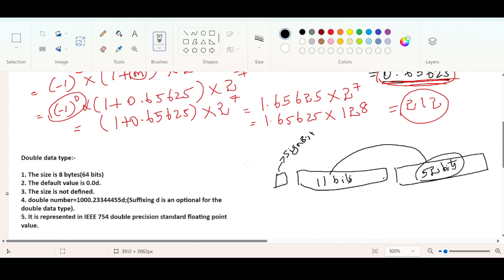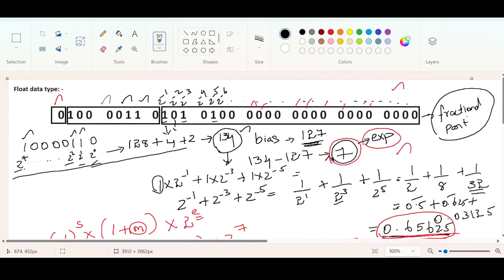52, 62, 63, 64. Okay. The remaining 52 bits are representing the fractional value. And you follow the same procedure to do the conversion. But this is not our job. This is for our understanding.